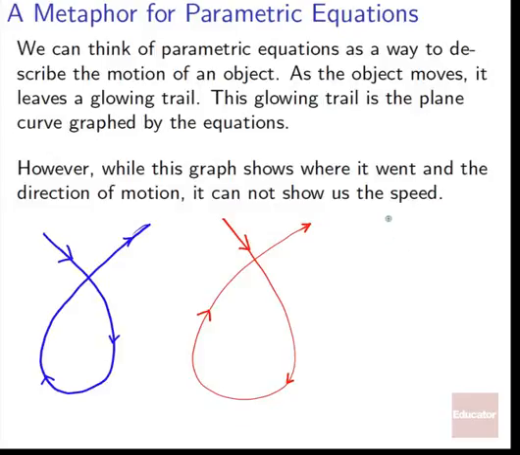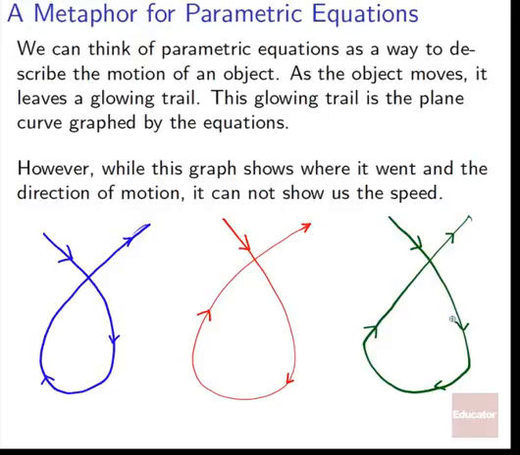Finally, we could have one that's different than both of those, where it starts off slow, and then it speeds up, and then it slows back down, and then it speeds up, and then it slows back down, and then it speeds up, right? So it's changing as it goes through. Once again, my picture's not quite perfect. It's a little bit more jerky than I'd like, but what we're seeing is we can only show where it's been and the direction it went. Once we're looking at just a still 2D picture, we can't see the speed of motion.